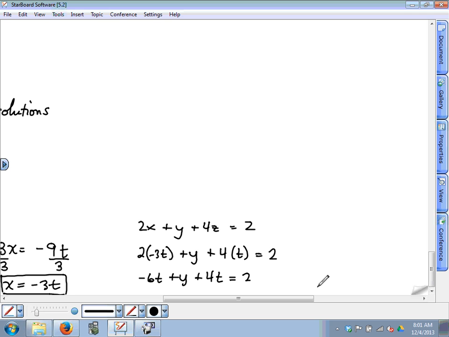Now we just have to get y by itself. We need to know what y equals in terms of t. Everything has to be in terms of t. z is equal to t, x is equal to negative 3t, but what is y equal to? y is equal to 2t plus 2.